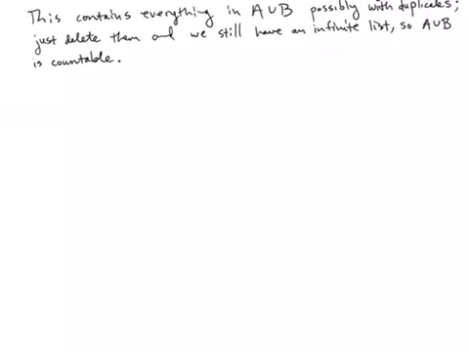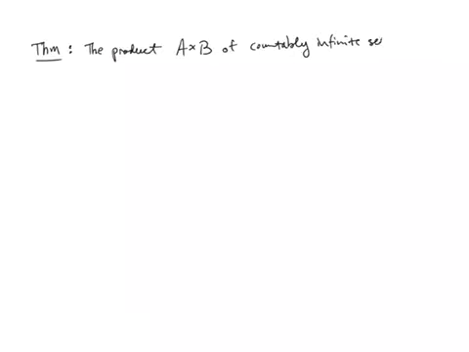Another way you can combine countable sets, which you might think would be bigger, is by taking their product. But it turns out that the product of countably infinite sets is still countably infinite. So the product A times B of countably infinite sets is still countably infinite. So proof.